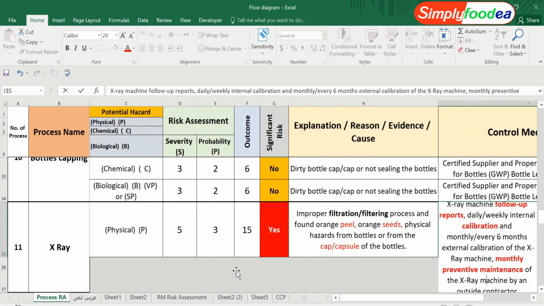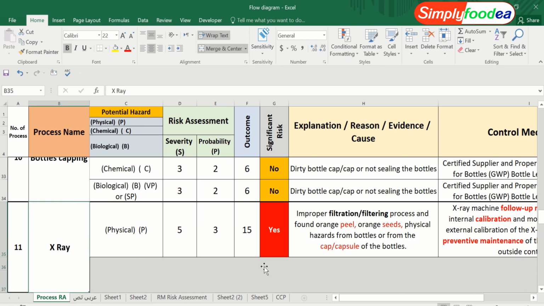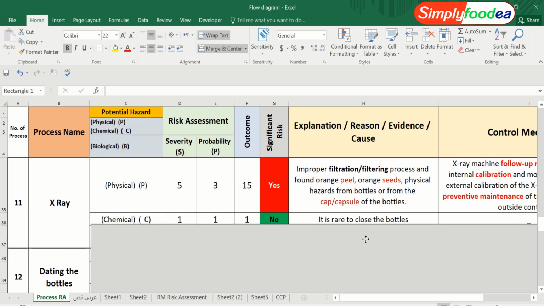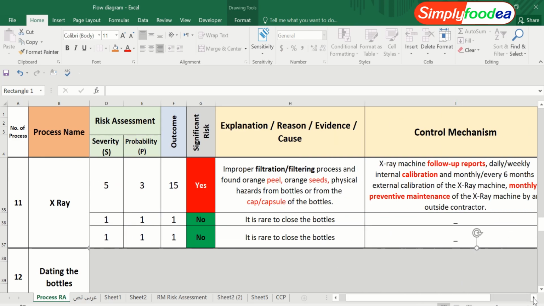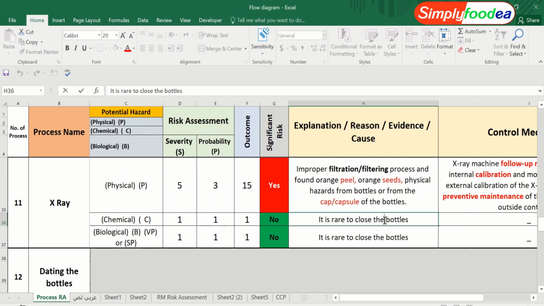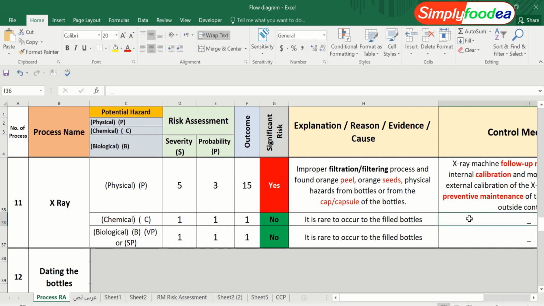So we have defined here that the physical hazard in the X-ray process is CCP, while the chemical hazard is very rare to occur to the bottles, and the biological hazard is also very rare to occur to the filled bottles. Okay, so the X-ray process is CCP, and we have mentioned and known why it is CCP.